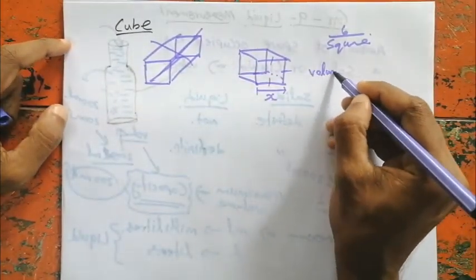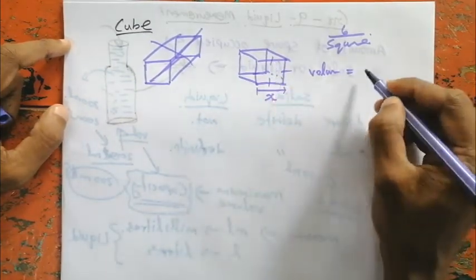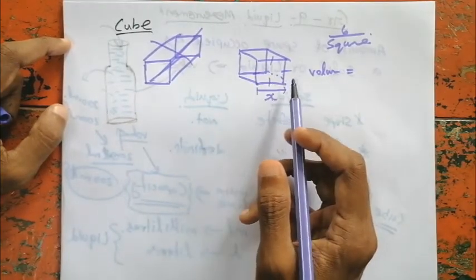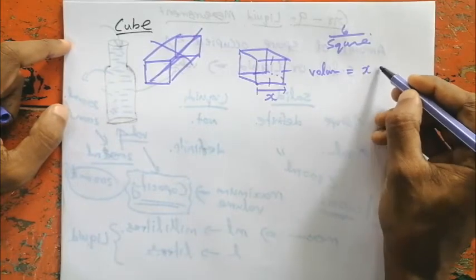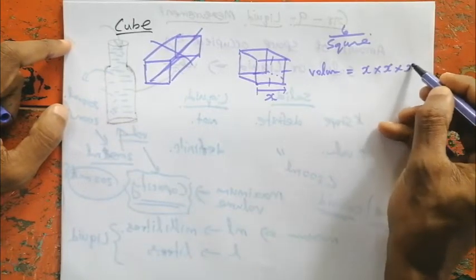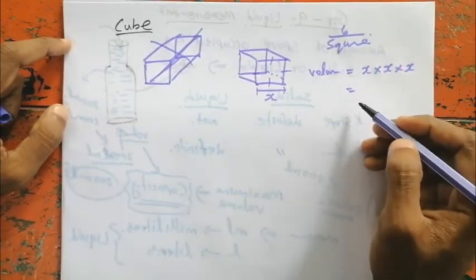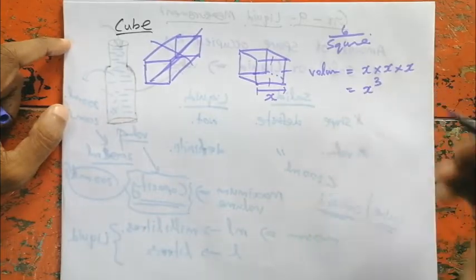So volume equals length into length into length. Because it's a cube, all the sides are the same length, so length into length into length, so x into x into x. We studied indices, so you know how to write x into x into x in simple form, x cube.